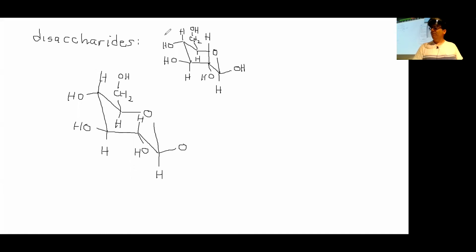And if you connect a glucose and a galactose in that way, you've got lactose. And so that's, again, the milk sugar that we were talking about the other day, that people are sometimes lactose intolerant.